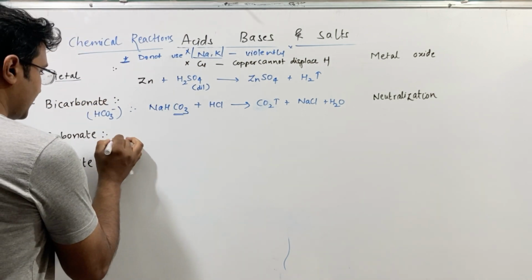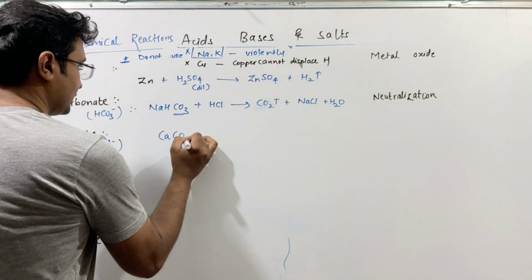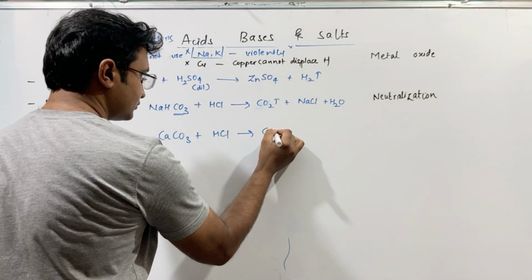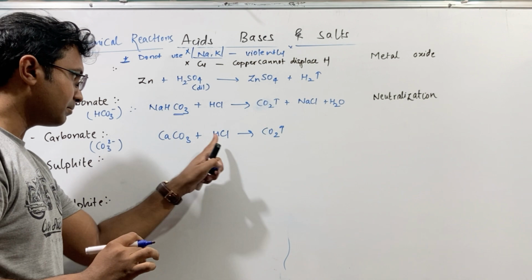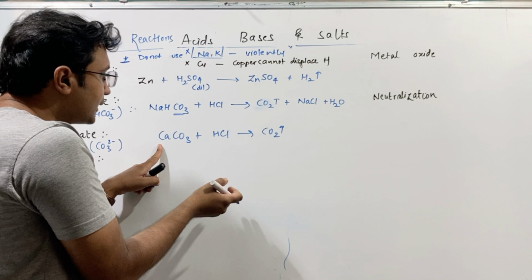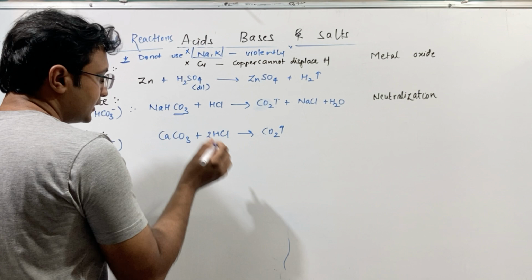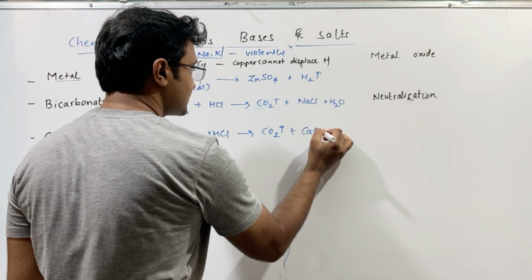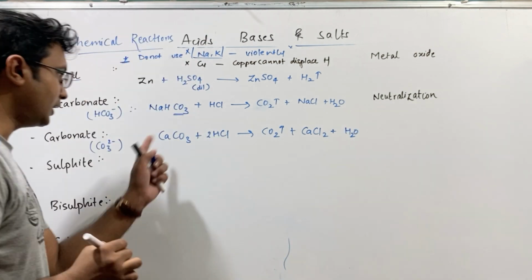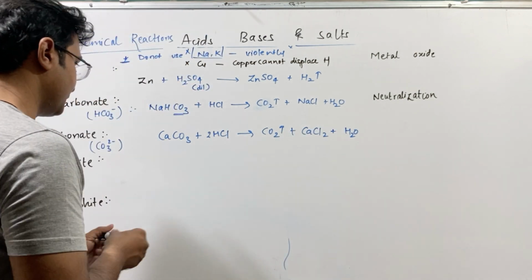Alright. Then next, carbonate. Carbonate is CO3 2 minus. Now when you are taking carbonate, I am taking say CaCO3 and I am taking HCl. So first liberate CO2. Then metal chloride. But here Ca is plus 2. It has valency plus 2, so I need 2 Cl minus. So it will form CaCl2. And then what is remaining is H2O. So the product pattern will remain the same: salt, CO2 and water.